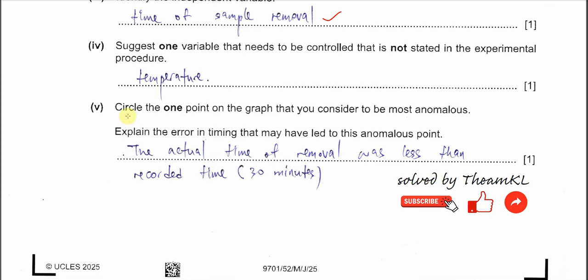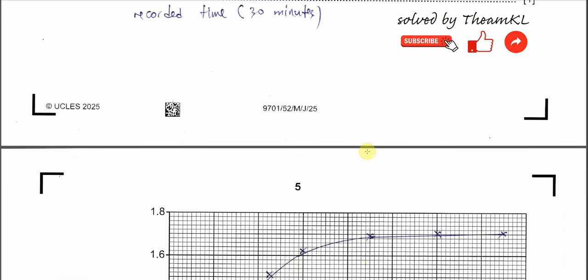Now, for part 5, circle one point on the graph that you consider most anomalous. It's quite obvious just now. Explain the error in the timing that may have led to this anomalous point. Okay, let's check this one.